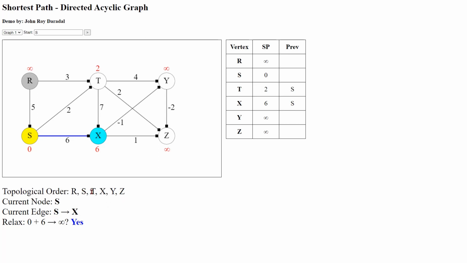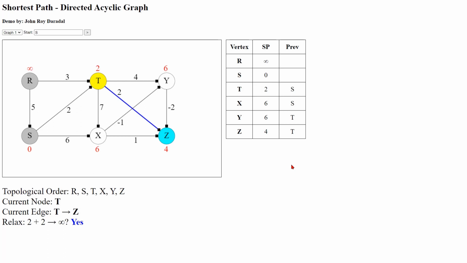Okay, after S, we will go to node T, and it has 3 edges, but we'll start with TX. So TX, 2 plus 7 is 9. Is that better than 6? Well, it's not, so we'll just keep 6 as is. How about T to Y? Okay, T to Y, we have 2 plus 4, it's 6. That's better than infinity, so we'll update Y to have 6 and previous of T. Okay? And then finally, we have T to Z, which is 2 plus 2. This is 4. It's better than infinity. So we'll also update Z to become 4 and previous of T.